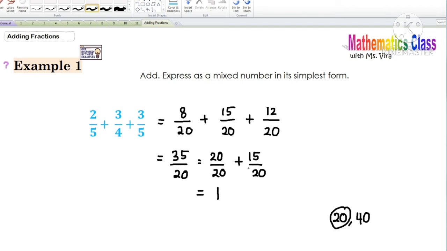And 15 over 20, we can actually simplify it to become 3/4. 15 divided by 5 is 3, 20 divided by 5 is 4. So 1 whole plus 3/4 is 1 whole and 3/4. So the answer is 1 whole and 3/4.